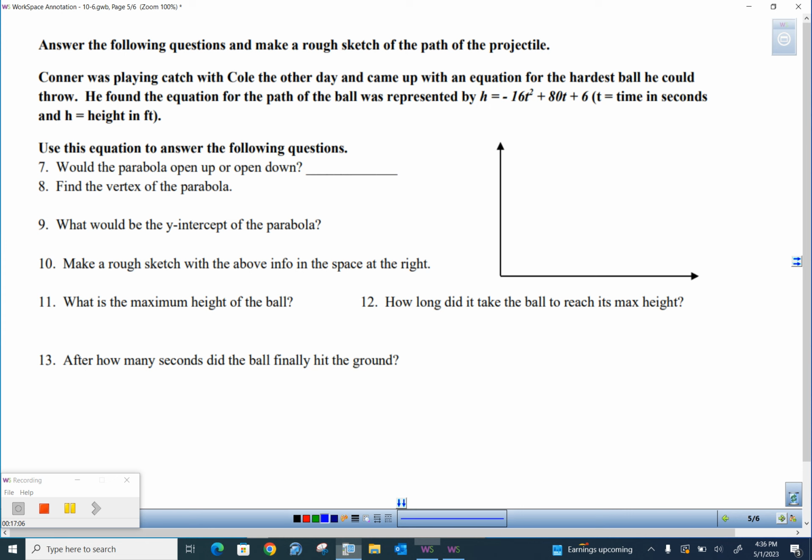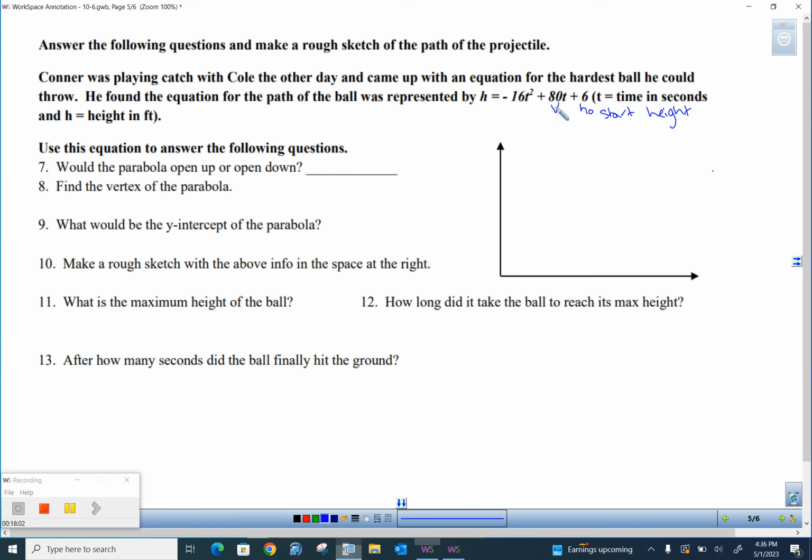So let's review by talking about the pieces of the quadratic formula, of Newton's law, which we have up here. This, remember, is a constant, and then right below that's our velocity, and then we remember hopefully the subscript, this h naught, but that just means the start height from whatever object we're working with. So it says Connor was playing catch with Cole the other day and came up with the equation for the hardest ball he could throw. This equation looked like this, and that tells us that the initial velocity was 80, and our initial height where Connor was throwing the ball from was 6.